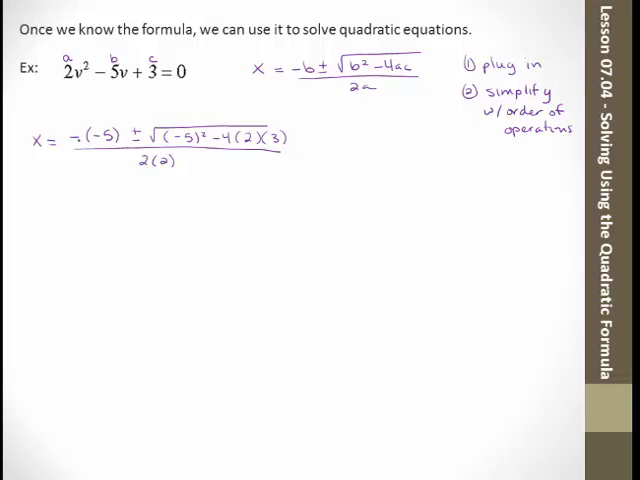Okay, so minus a negative, that's happy, so that's going to give me a positive 5. Now I need to do what's under the square root before I can take the square root of it. So I have negative 5 squared is 25. Negative 4 times 2 is 8. Times 3 is 24. And then 2 times 2 is 4. So I have 5 plus or minus the square root of 25 minus 24 is 1 over 4. Now we split.